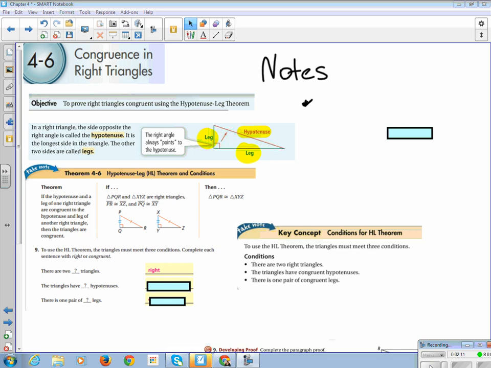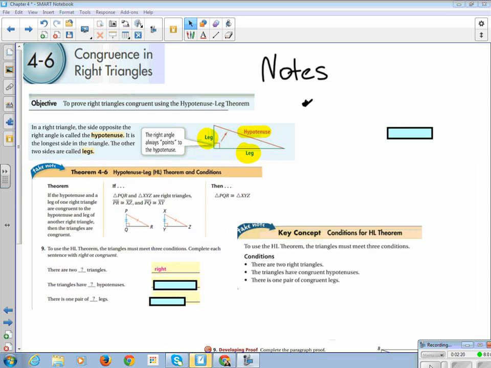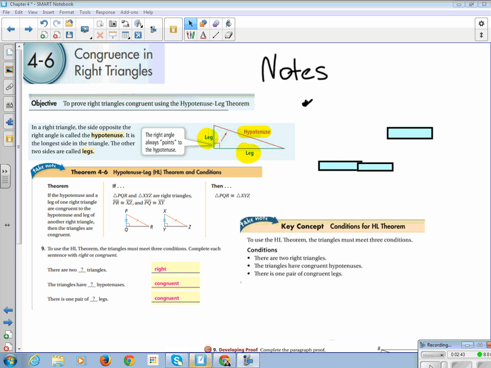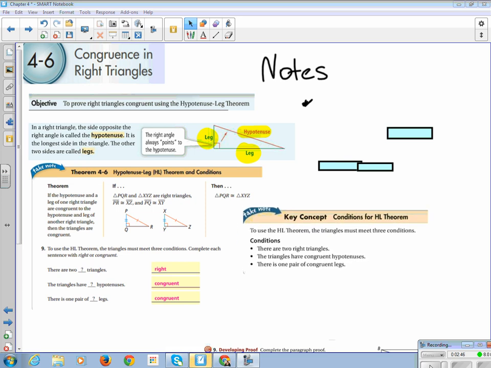Triangles have what kind of hypotenuses? I'll give you a hint. It's either going to be right or congruent. They need to have congruent hypotenuses, and then one pair of congruent legs. So you're looking at your triangles. Do I have a right angle? Are my hypotenuses congruent? And do I have one pair of congruent legs? If I do, then I can use the hypotenuse leg theorem.